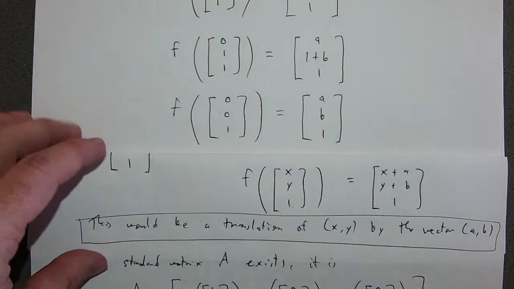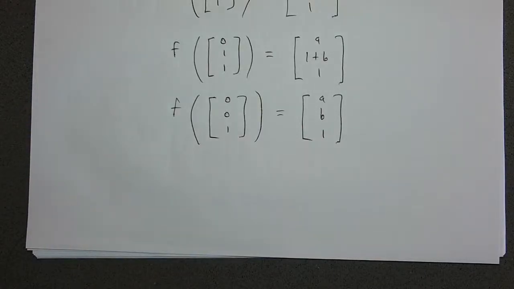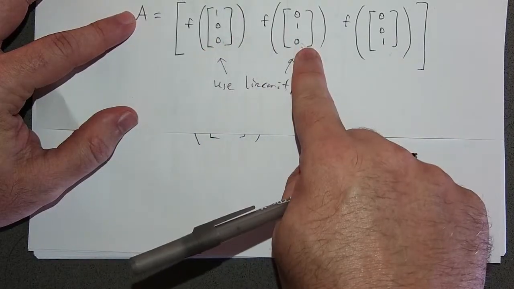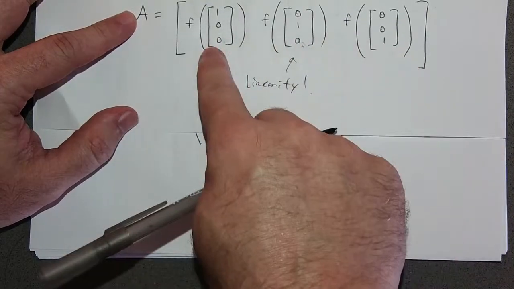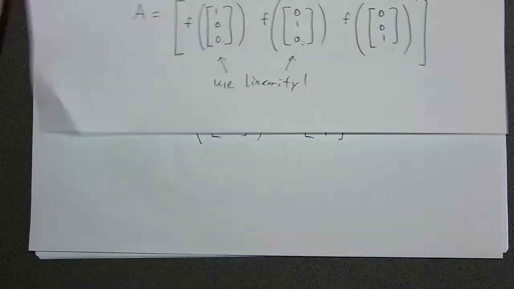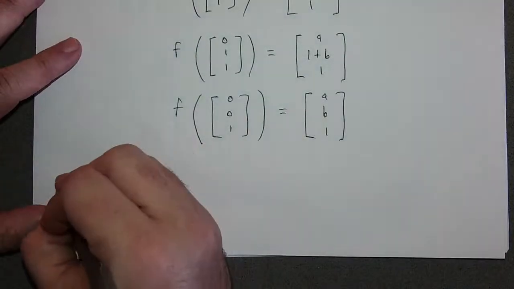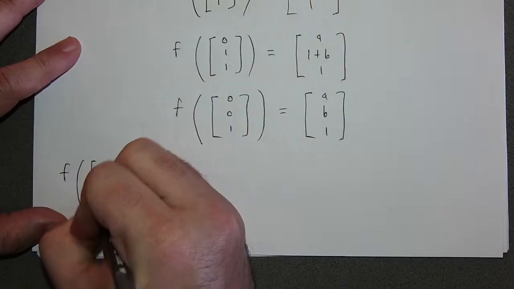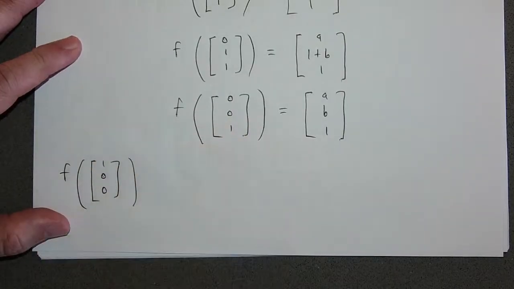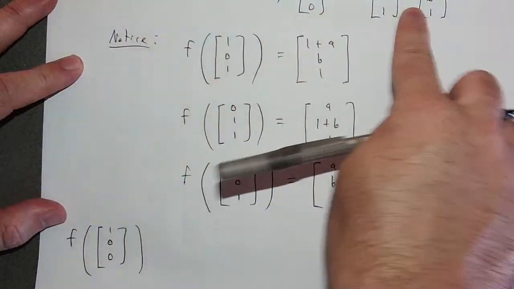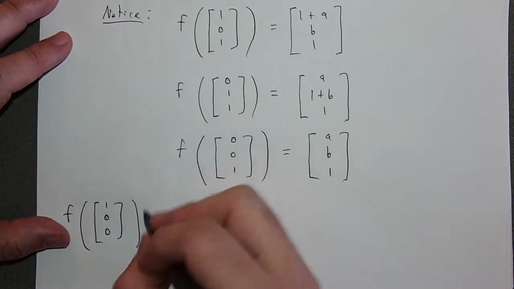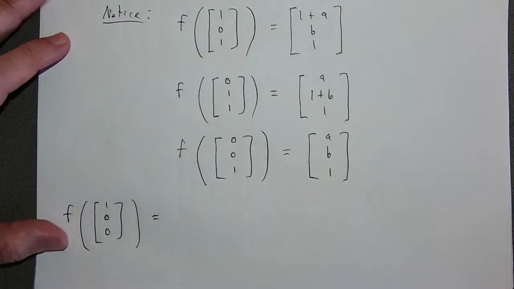So now, the things I actually want to find are here. I've already found that. I need to find these two things. Well, f of 1, 0, 0, this is where my creative ways of rewriting these things come in. F of 1, 0, 0 is what in terms of these things?